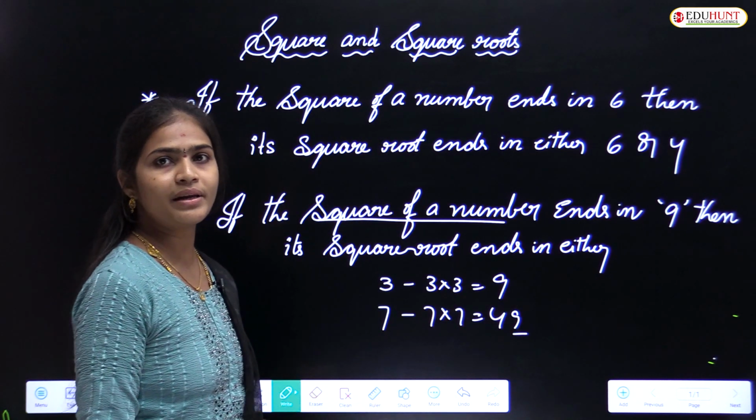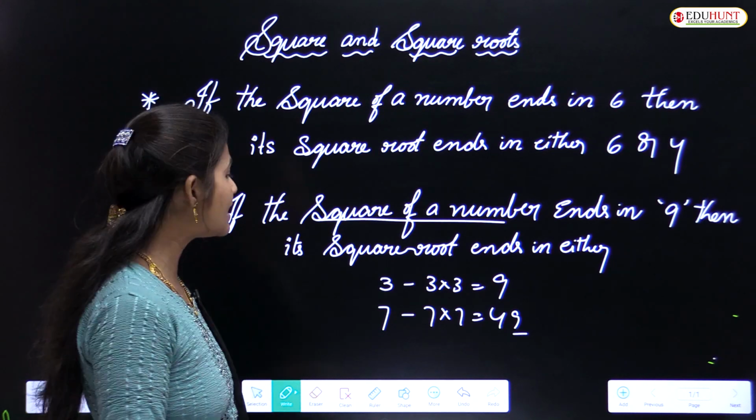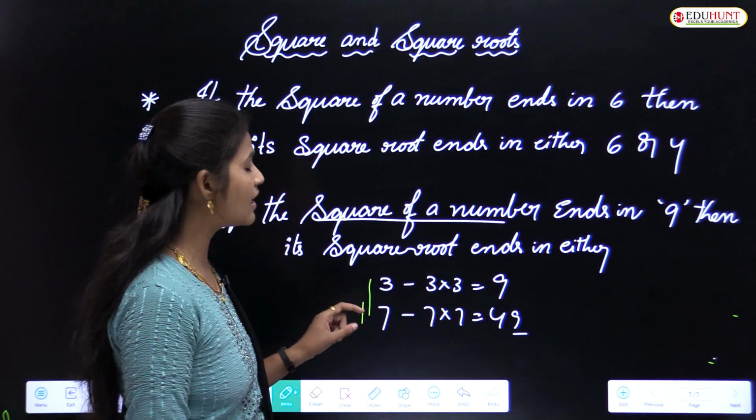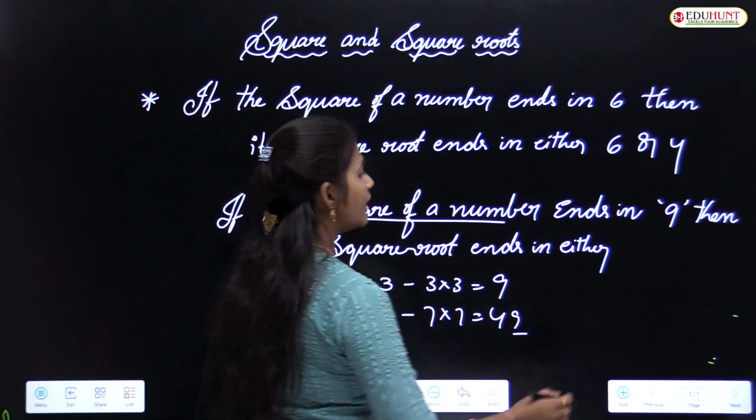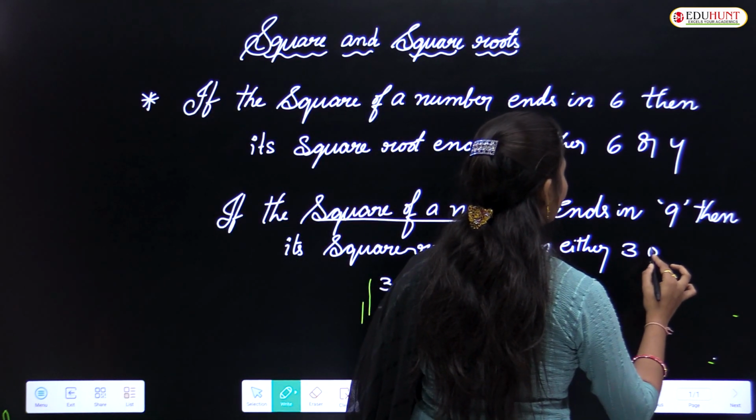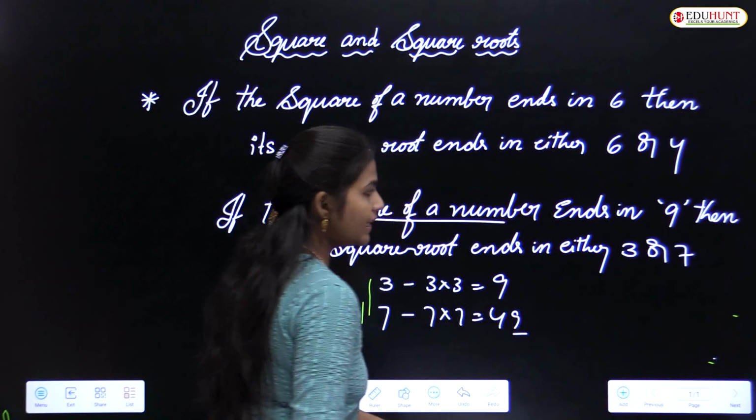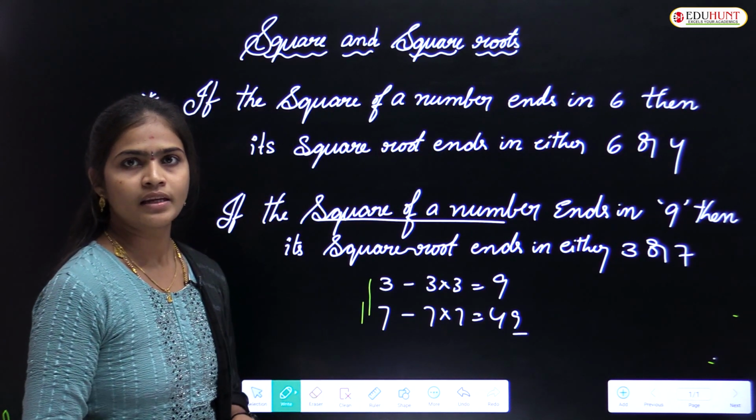So here also the number is ending with 9 only, no? Okay, that's why, how many possibilities are there? Two possibilities. So what are those? Either 3 or 7. Either 3 or 7. Is it clear?